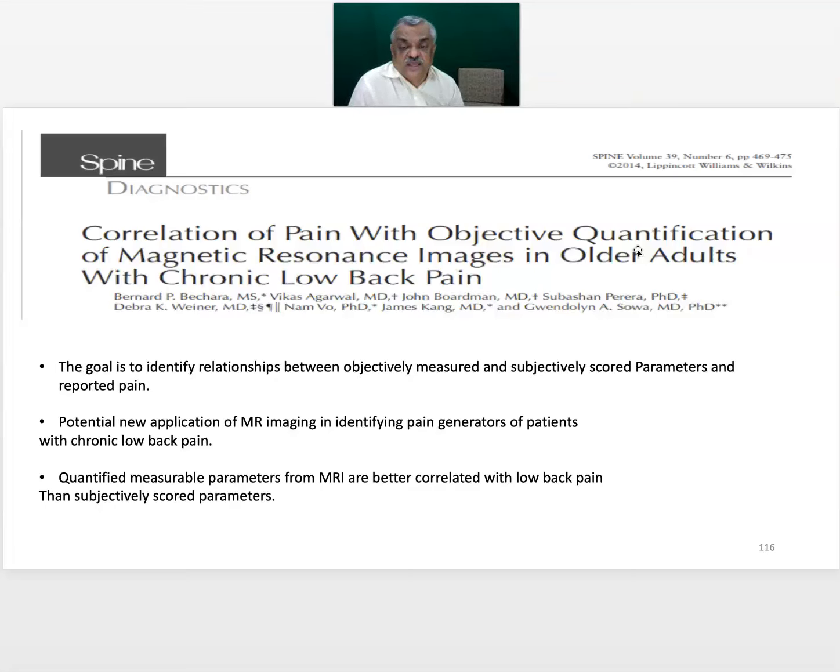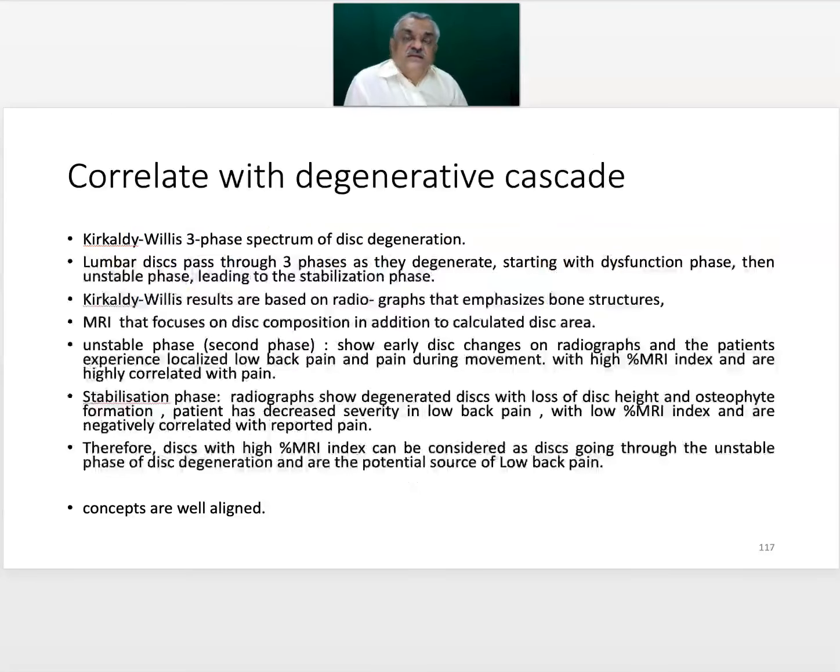These were reported. This was a new application of MR imaging in identifying pain generators. Now, this was in 2014. This was for chronic low back pain, and quantified measurable parameters are better correlated than only the subjectively scored parameters. So what the paper says is that only narration by the patient, which will be talking about various aspects of the symptoms, is not only important, but the MRI parameters also have significance. We are trying to correlate the MRI with the degenerative cascade.